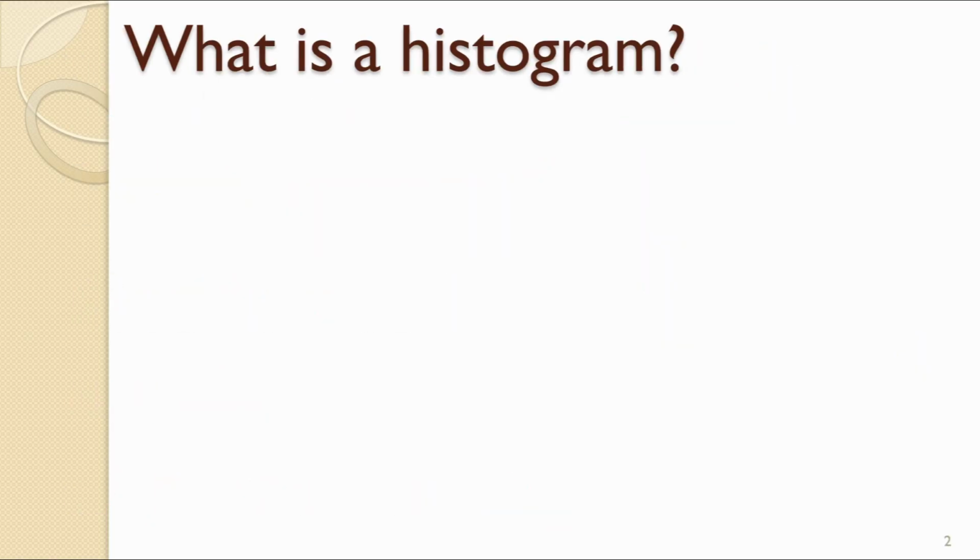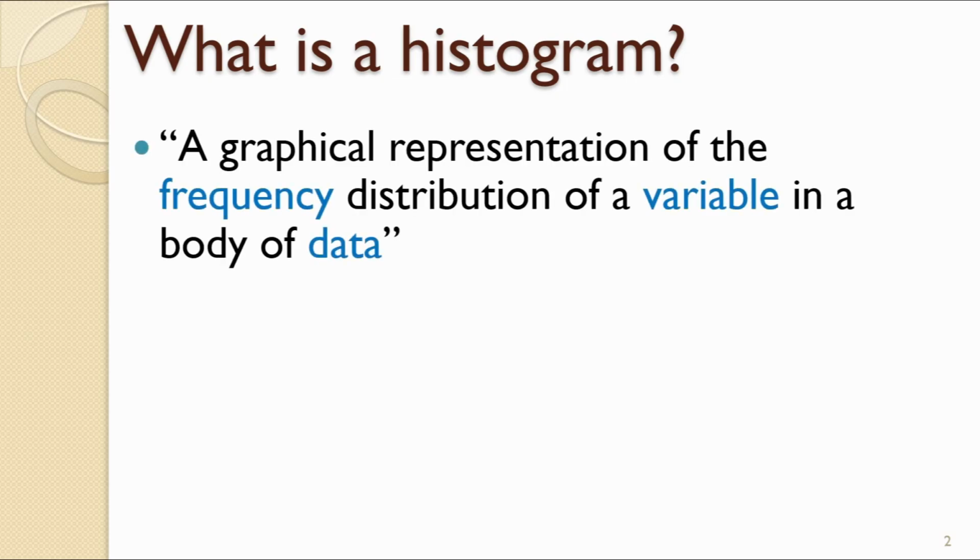If you go and look up in the dictionary what a histogram is, you get the following definition: a graphical representation of the frequency distribution of a variable in a body of data. Kind of a dry explanation that doesn't really help you. But if we break it down and relate it specifically to the context of digital images, we can make the following connections.